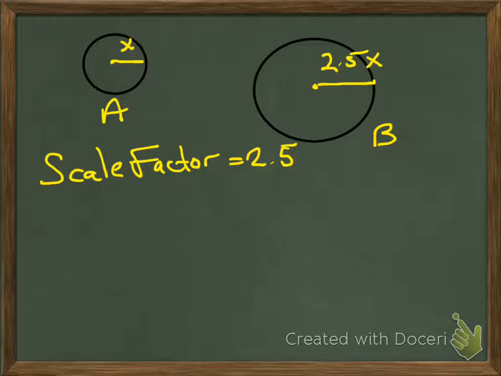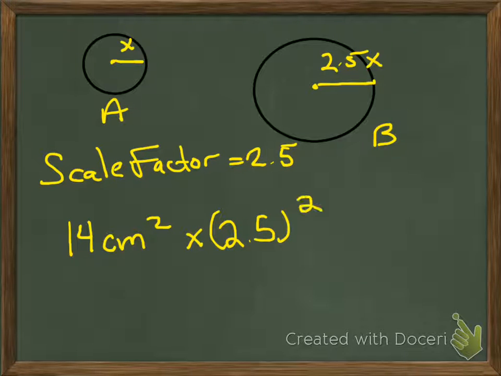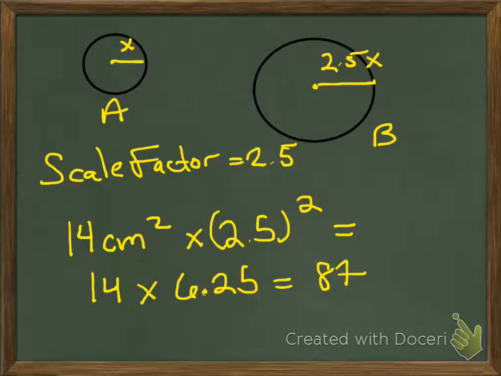So whatever A was, B gets 2.5 times bigger, whatever that is. So it tells you that the area of circle A is 14 centimeters squared. Remember, our formula is the original area times the scale factor. And don't forget, we have to square that scale factor, and that's going to give us our new area. So we get 14 times 6.25, that's 2.5 squared, and that gives us 87.5 centimeters squared. Don't forget, this is the formula we're going to use: original times the scale factor squared is going to give us our new area.